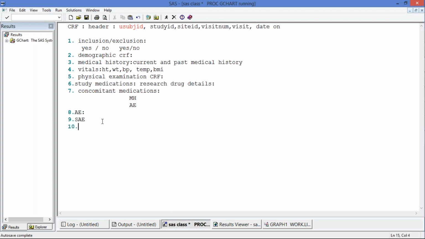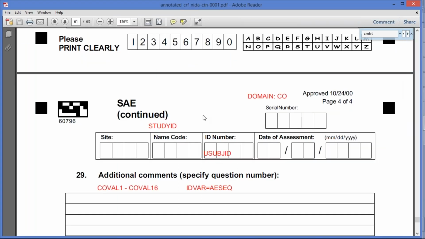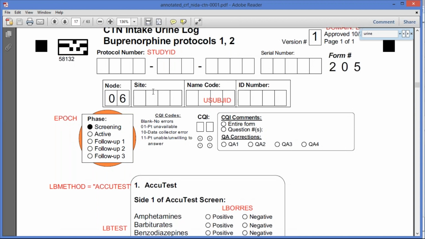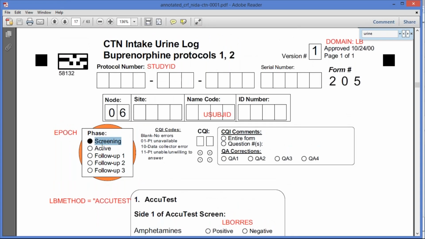Next we have lab examination. So what is lab examination? What to collect here? Blood reports, ECG, X-ray, scan, urine examination. In this CRF, they are collecting urine samples, certain parameters related to urine. They are examining this during the screening process, before we give them the drug, during the treatment process, and during follow-up.